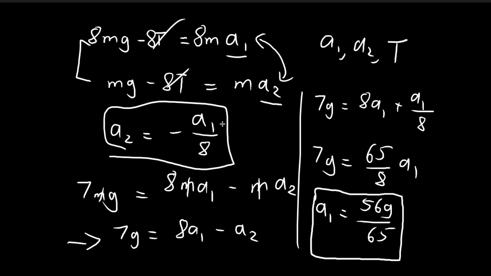And then incidentally, of course, you can use this result to find a2 as well. For a2, all you have to do is divide this by 8 and then give it a negative sign. So you see that this is equal to negative 7 over 65 g. So this is the answer.